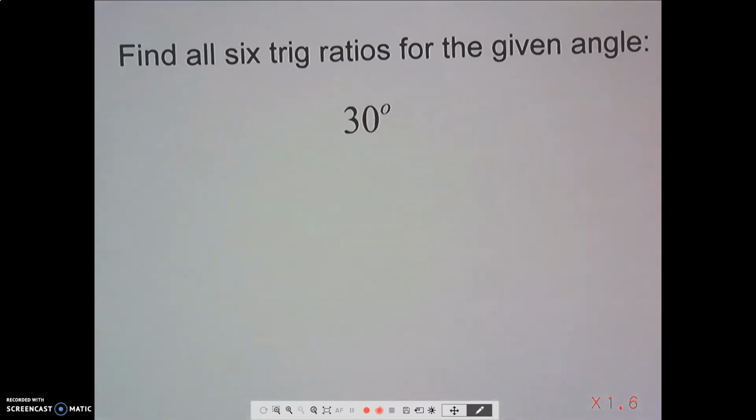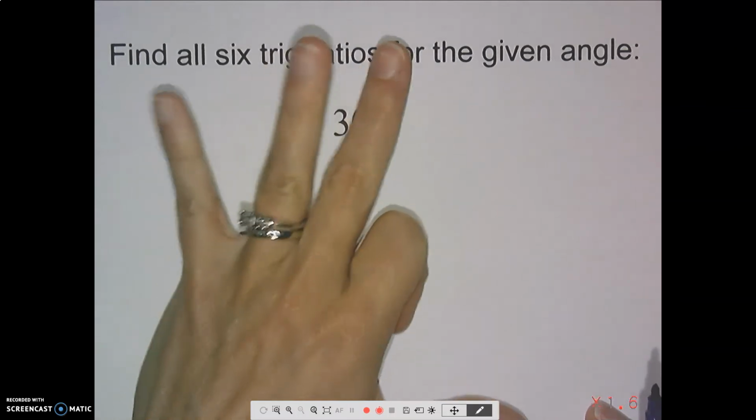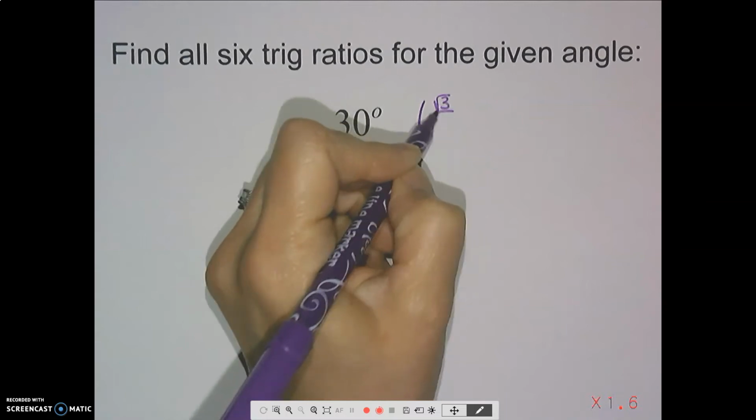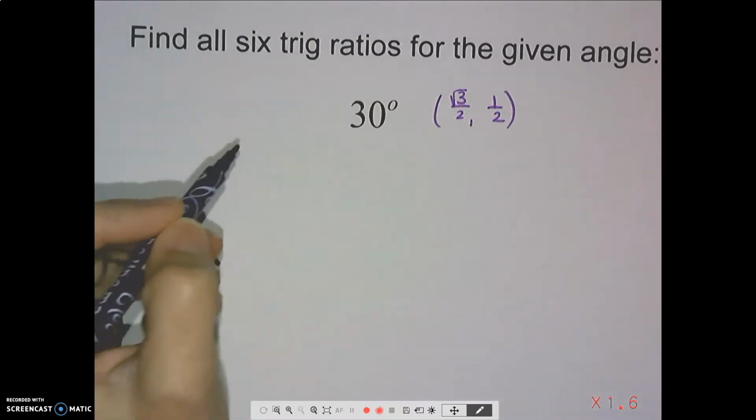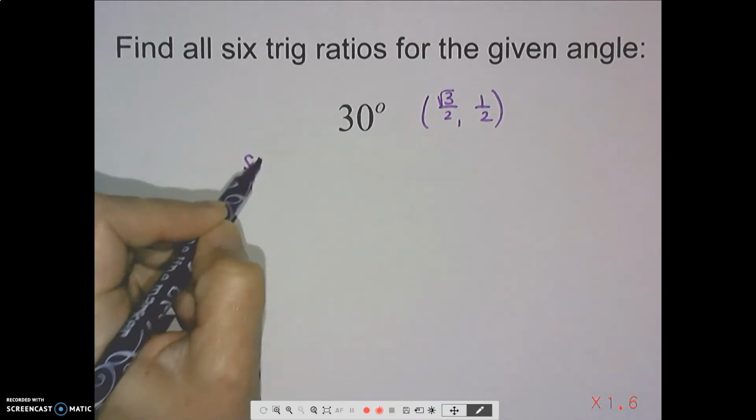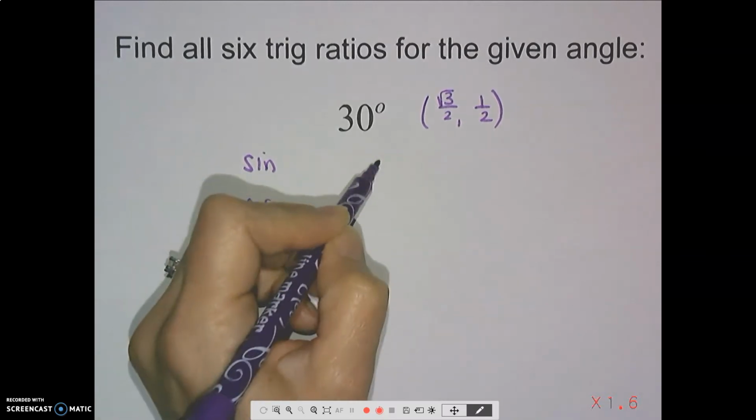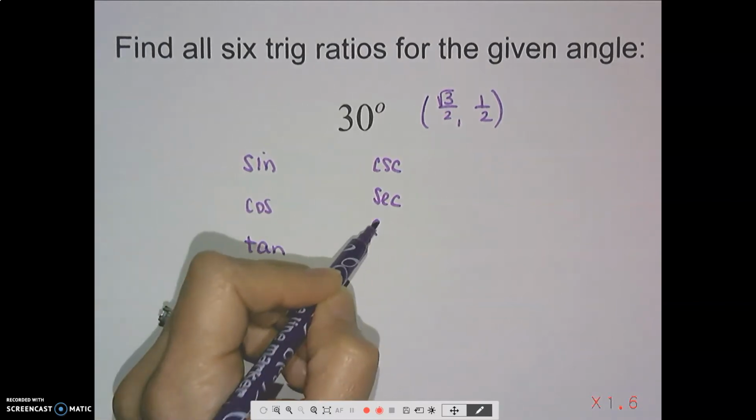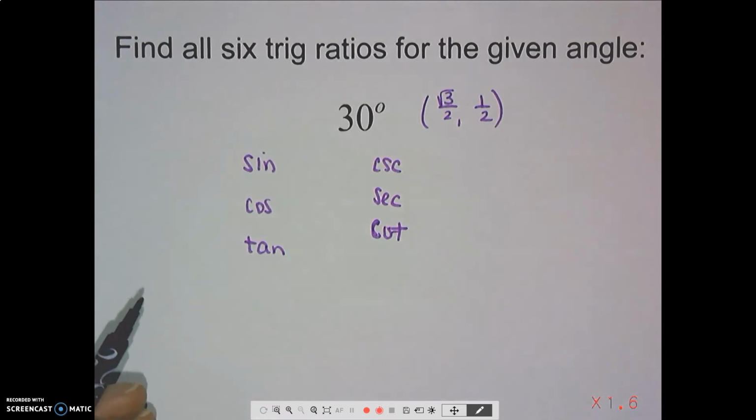We're going to find all 6 trig ratios for 30 degrees, okay? And so we know that the coordinates, so 30 degrees is our pointer finger, so we know that the coordinates of that would be radical 3 over 2 and 1/2, okay? And we need to find all 6, so sine, cosine, tangent, cosecant, secant, and cotangent. All right, again, each pair starts with C.